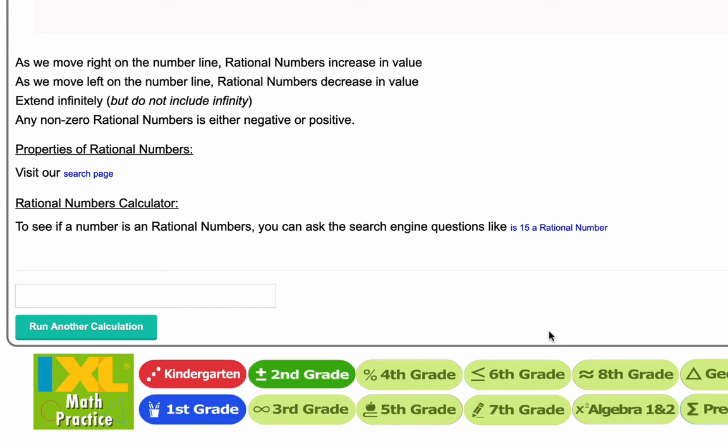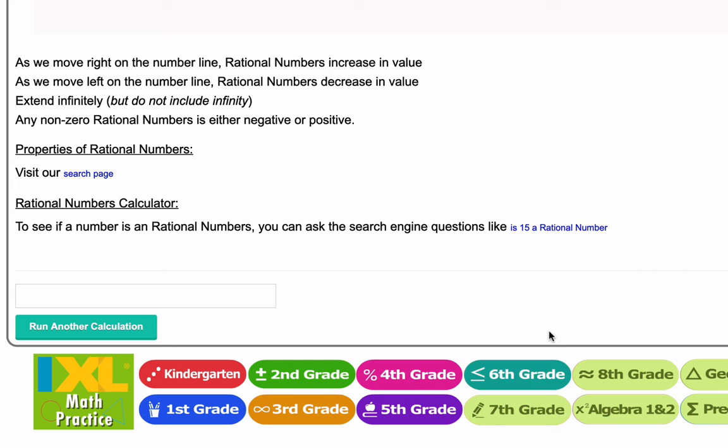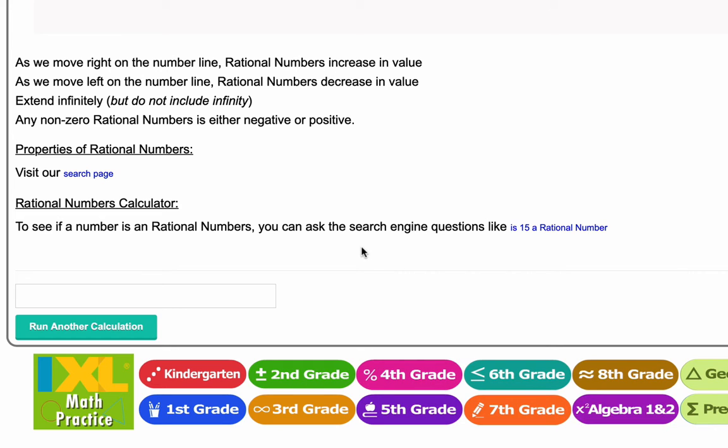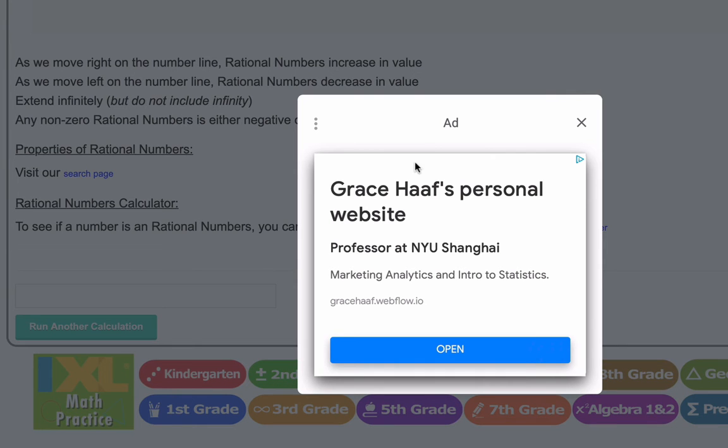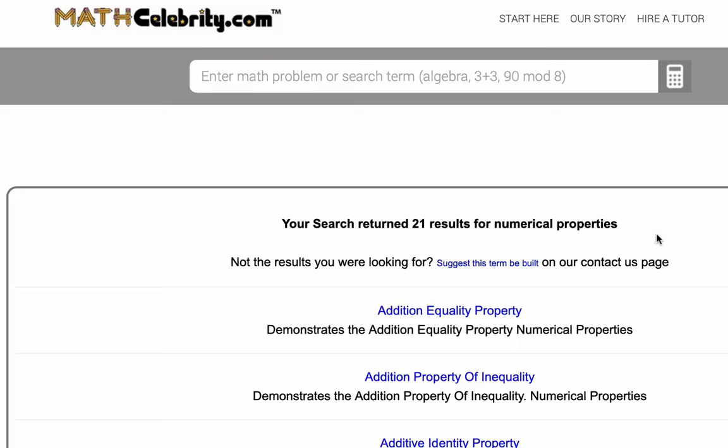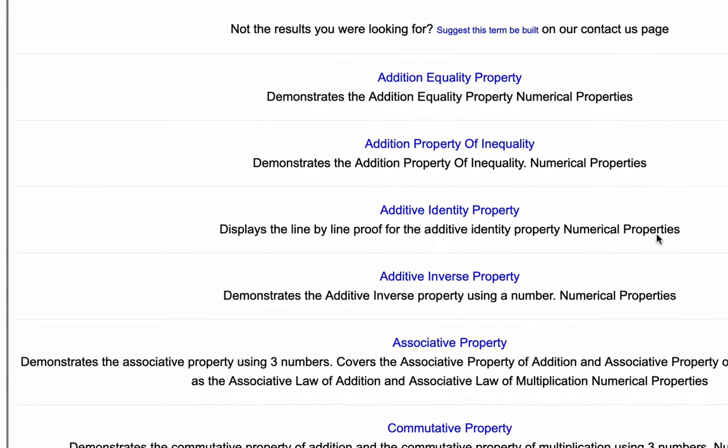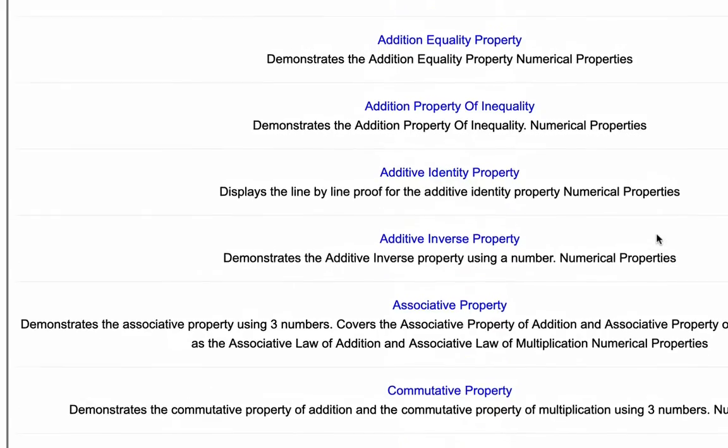Now, if you want to check out a few more rational number properties, I'm going to put a link to this page in the video description, but you can click this here and it will show you all the properties that we have for rational numbers. Here's a few examples, and you can keep scrolling down when I provide this link.